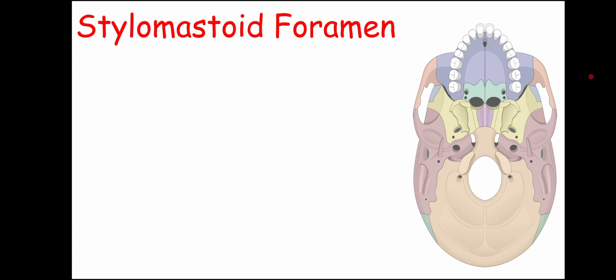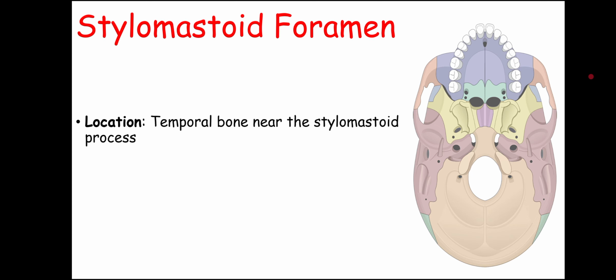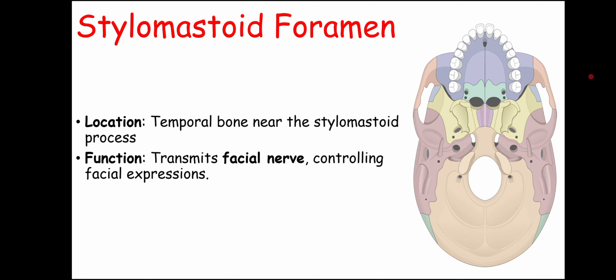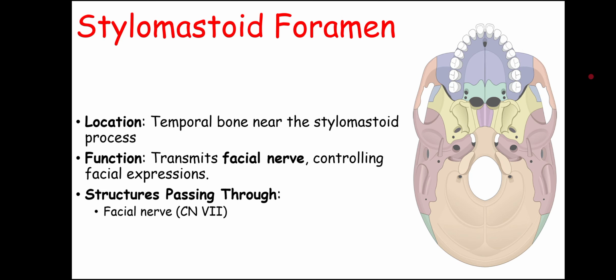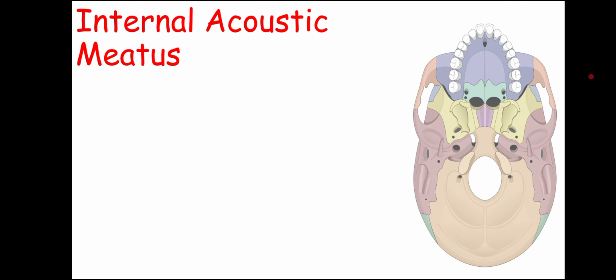Next foramen is stylomastoid foramen. Location is temporal bone near the styloid process. Its function is that it transmits the facial nerve controlling facial expression, and the structure passing through stylomastoid foramen is the facial nerve. That is a really important nerve.